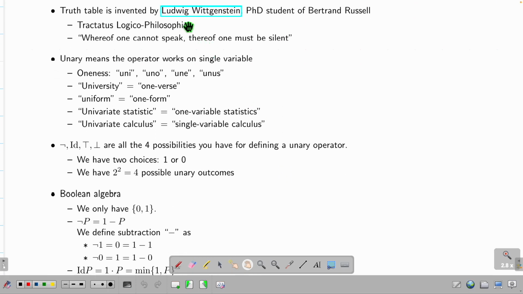It's invented by this guy. This guy is a PhD student of Russell, and he is the author. In his PhD thesis, he writes this thing, and the last sentence in this book says, whereof one cannot speak, thereof one must be silent. Basically it means if you don't know the stuff, keep quiet, something like that.